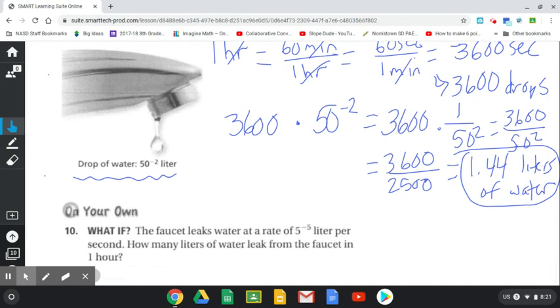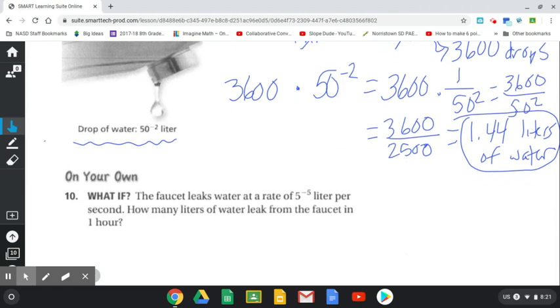Okay, so now let's look at number 10. If you want to try number 10 yourself, give it a pause. We already did most of the work for this. So pause the video and see if you can figure out how to change it. If the faucet leaks water at a rate of 5 to the negative 5th liter. Okay, so they're changing that number.